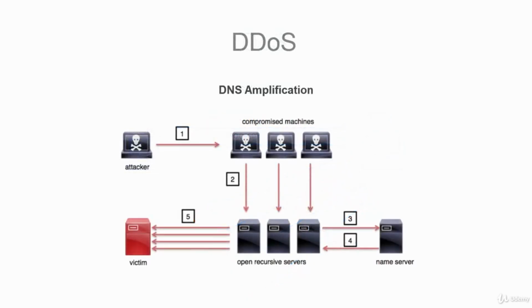DNS amplification attacks are the most common DDoS attack. It takes advantage of recursive DNS servers by sending a large amount of DNS requests for the victim's IP. This type of attack can be prevented by making sure that DNS servers are hardened and do not have recursive lookups enabled if they are unneeded.